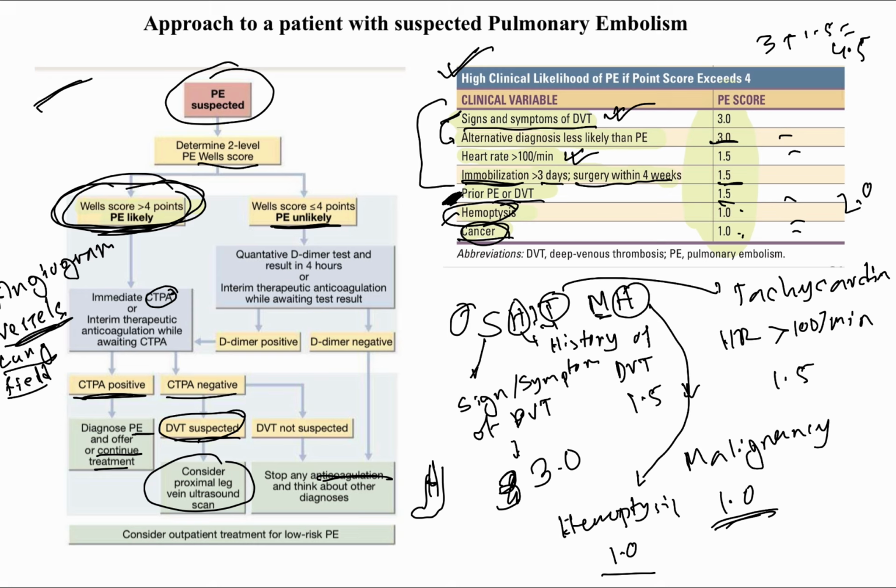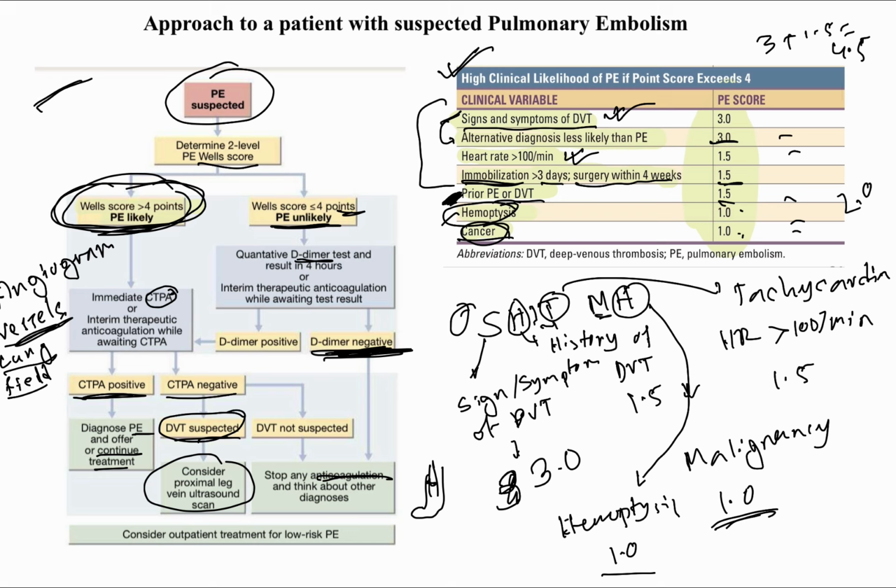Now, if the Wells score is less than 4 points, then pulmonary embolism is unlikely but not impossible. Okay. So what we have to do then is the D-dimer test. Now, the D-dimer test allows us to have an idea whether the patient is having pulmonary embolism, but D-dimer is also raised in many other conditions like myocardial infarction and many other conditions. So D-dimer is not a definitive diagnostic point, but a negative D-dimer allows us to discard the diagnosis of pulmonary embolism.